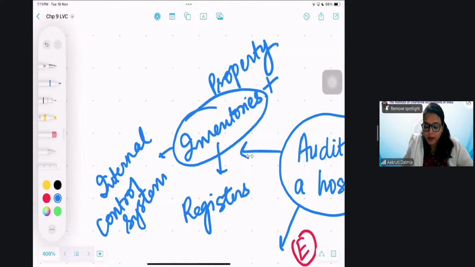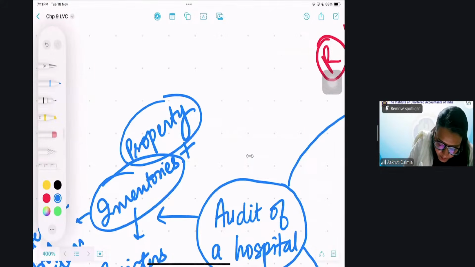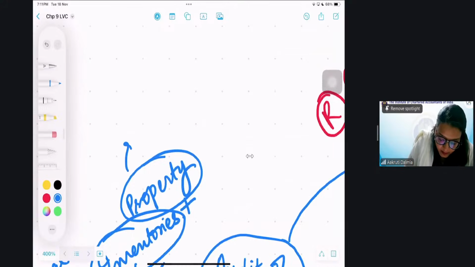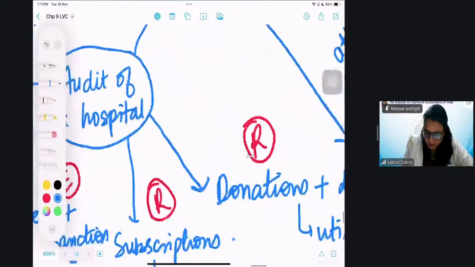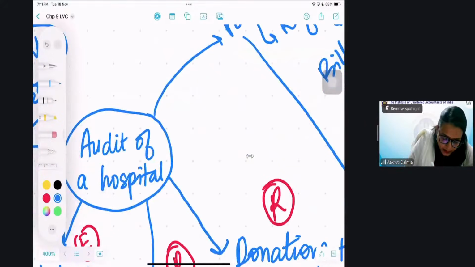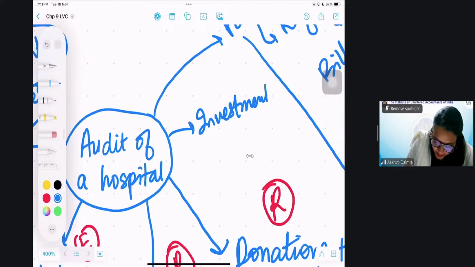Is that clear? And because they have a lot of equipments and buildings, here depreciation is important because they have a lot of depreciating machines. So here you can check and verify depreciation also. Till now it's clear, everyone? Okay. And one more income that you can have is income from investment and rent.